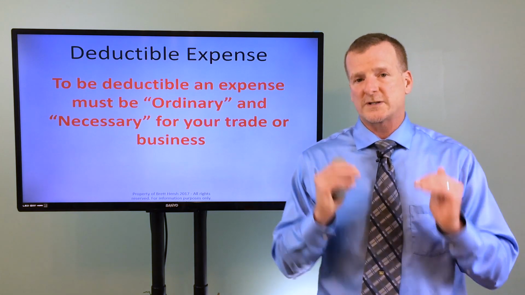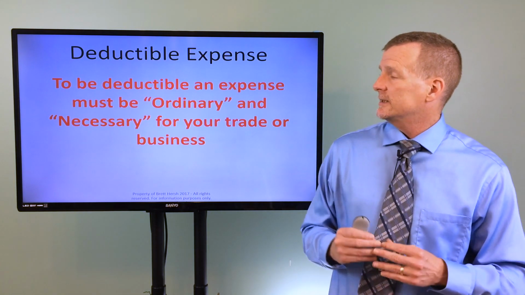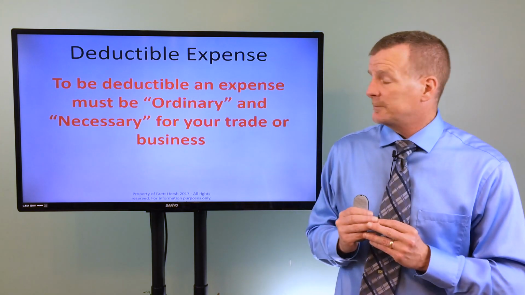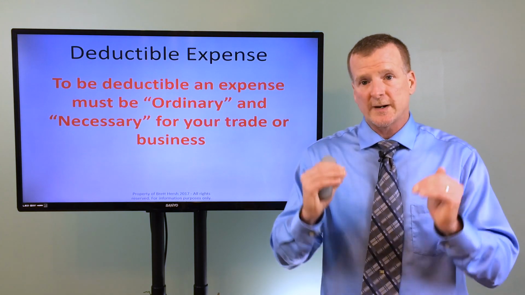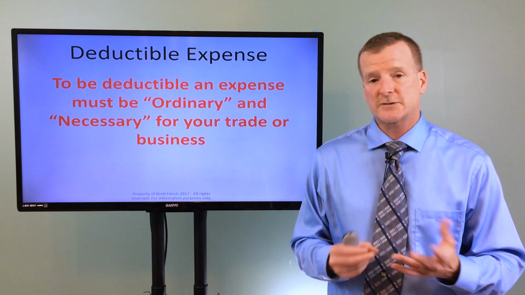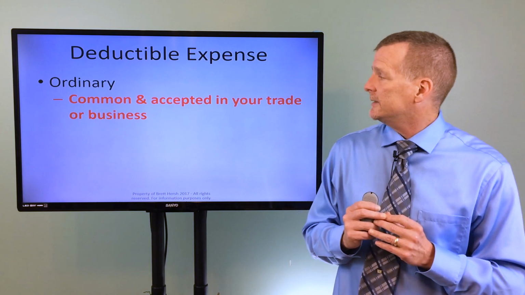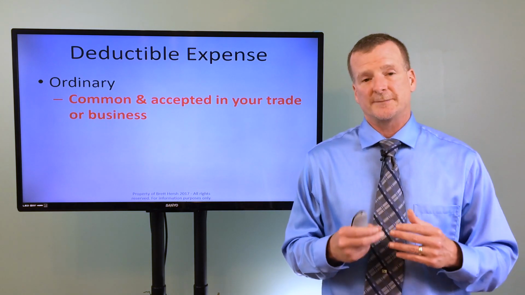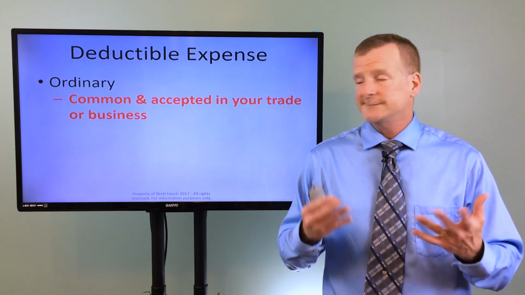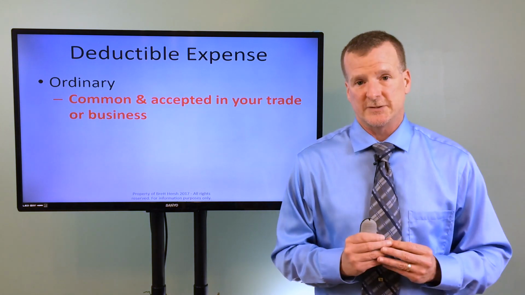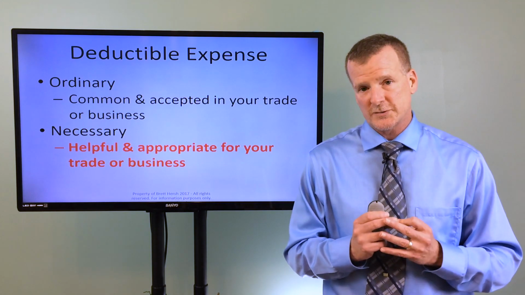So what is a deductible expense in, I guess you would say, tax theory, or according to the IRS? To be deductible, an expense must be what is called ordinary and necessary for your trade or business. Okay, ordinary and necessary, that's great, but what does that mean? According to the IRS, an ordinary expense is common and accepted in your trade or business. This is something that other real estate agents do in their business. It's ordinary, common and accepted in the industry that you're in. Necessary means it's helpful and appropriate for your trade or business.